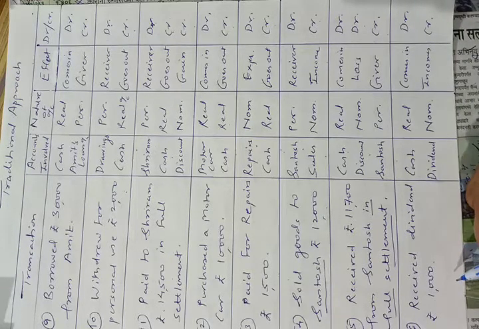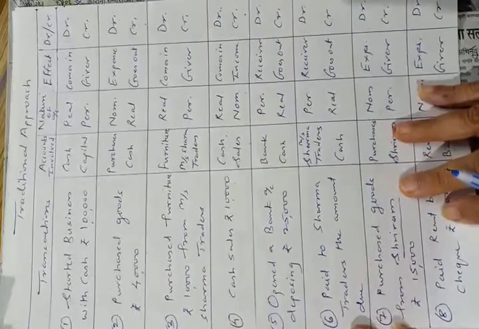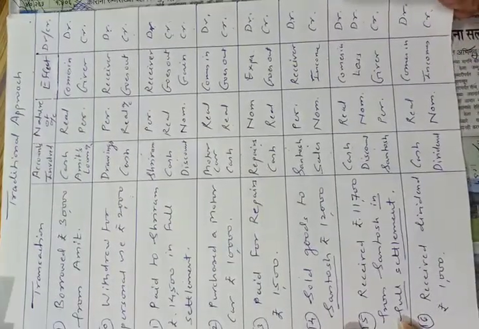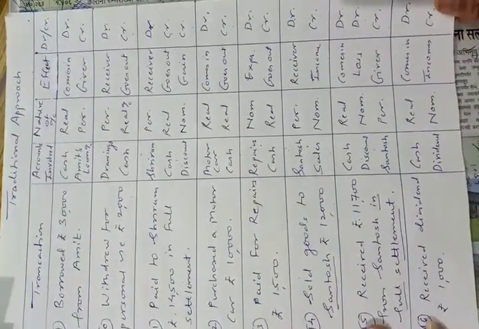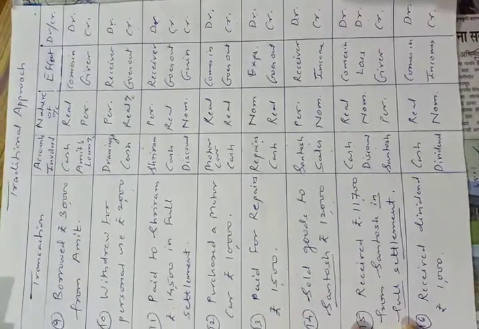Okay. So we have studied a total of 16 transactions here following the traditional approach, that is rules of personal account, real account and nominal account. You have to study all the rules properly and recite them. So you can ask your doubts anytime. Okay. That's all for today.